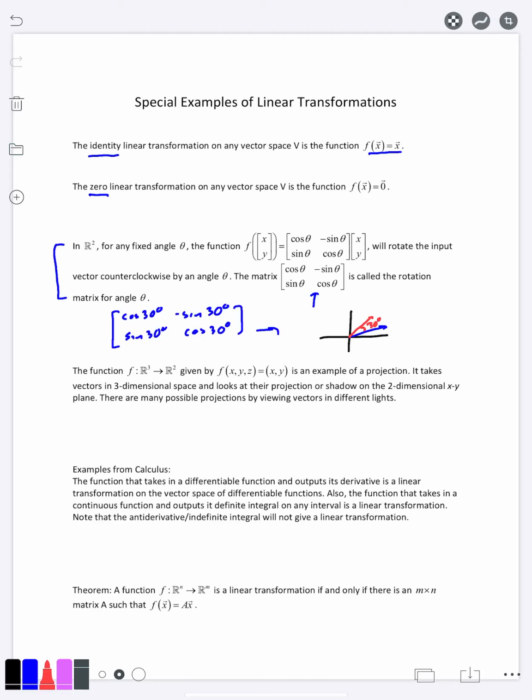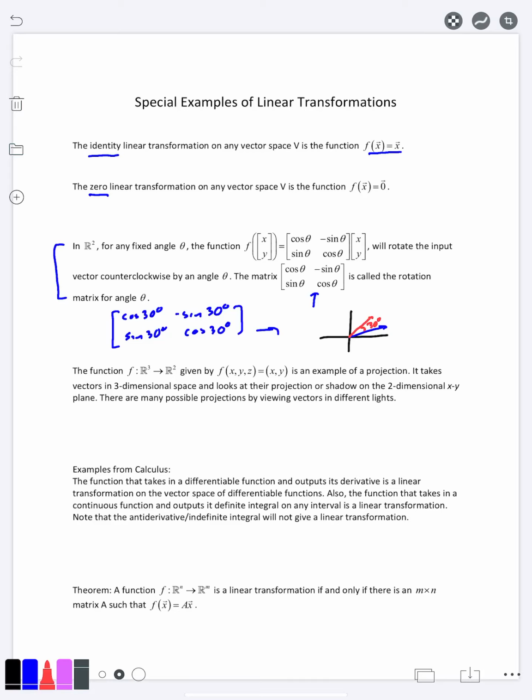Again, the rotation matrix is hugely important. I've seen it used in physics classes. I've seen it used in engineering classes. I've seen it used in the programming of video games, right? You have things moving around the screen. So very often this matrix is used. Definitely one to know.